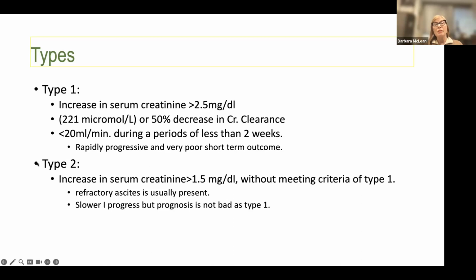The type 2 patient has an increase in serum creatinine, but it's not nearly as aggressive, right? And it's occurred over time. Refractory ascites is usually present, meaning if you try to diurese them, they won't diurese. They progress much slower, but their prognosis is not as bad as type 1. So it's more likely that we're going to have some resolution for those patients. They have more compensation capability than the type 1 patient. The type 1 goes down really fast. The type 2 goes down longitudinally a lot slower.